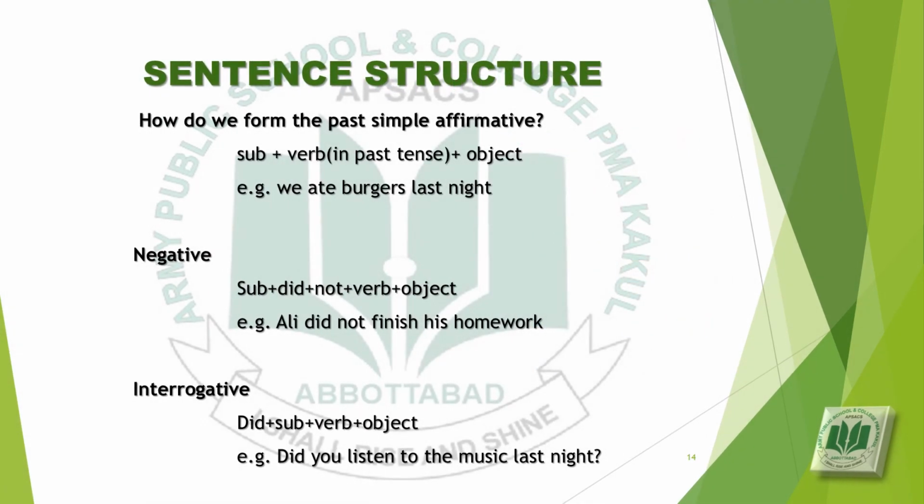Now see how we form the simple past tense. For an affirmative sentence, the structure will be subject plus verb in the past tense plus object, just like, we ate burgers last night. For negative, the structure will be subject plus did plus not plus verb plus object, just like, Ali didn't finish his homework. For interrogative, the structure will be did plus subject plus verb plus object. Did you listen to music last night?